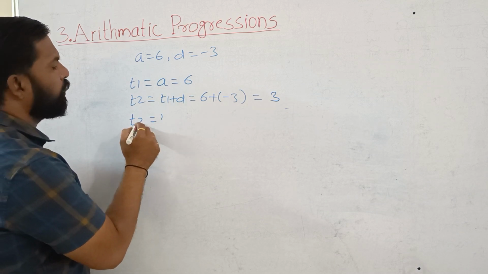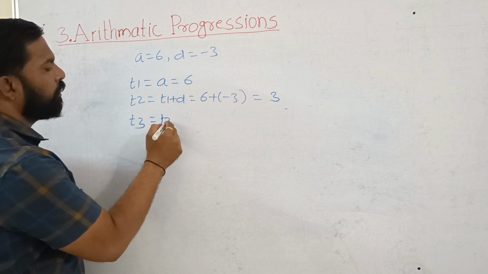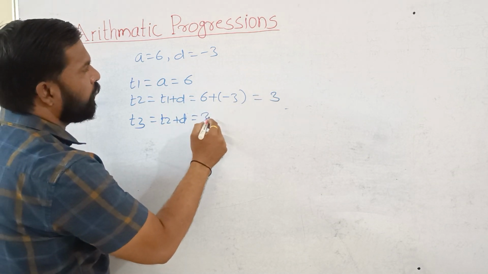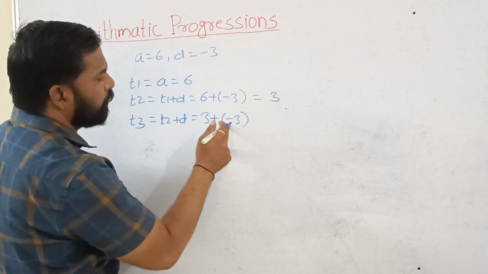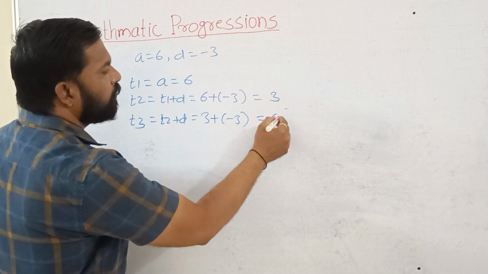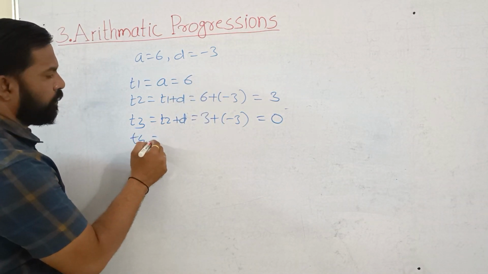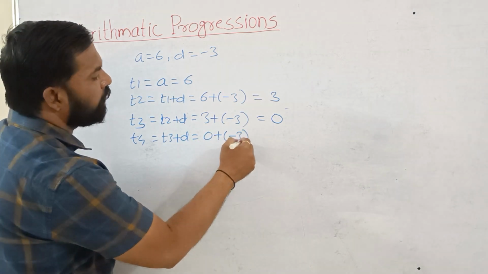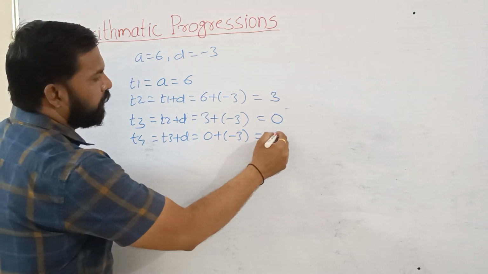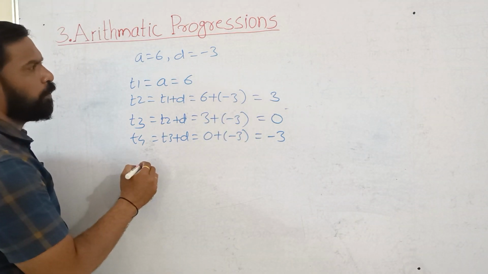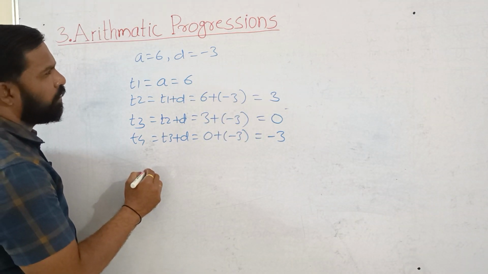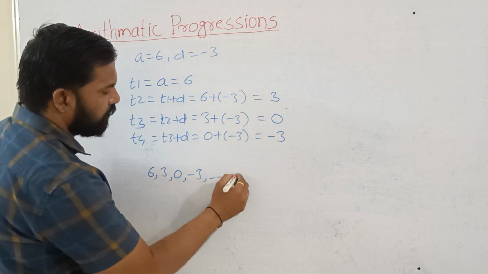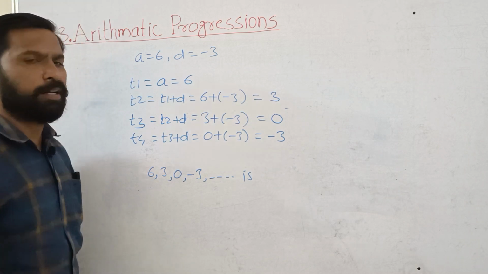T3 is equal to T2 plus D, which is equal to, what is T2? 3 plus, what is D? Minus 3, 3 minus 3, 0. T4 is T3 plus D, 0 plus minus 3, which is equal to minus 3. So the required arithmetic progression is 6, 3, 0, minus 3, and so on.